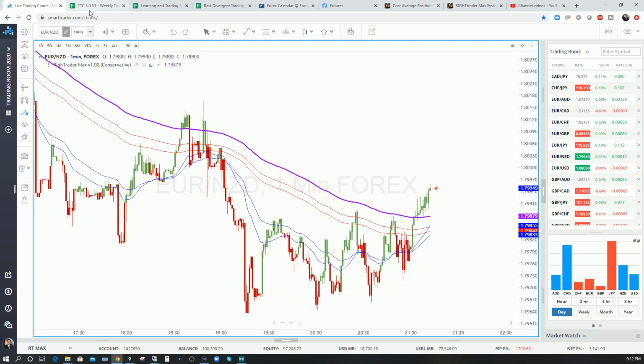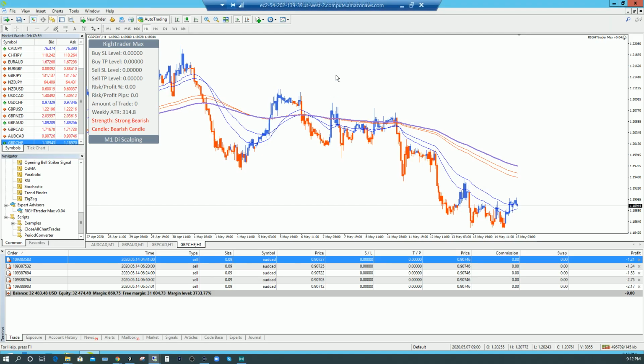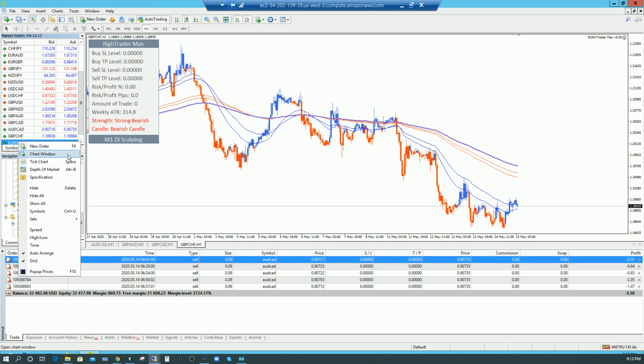I'm going to trade the Euro New Zealand dollar sell. So let's do this. I'm going to go ahead and add in the Euro New Zealand dollar. And I have to add it in. There it is. Let's go ahead and add that on.